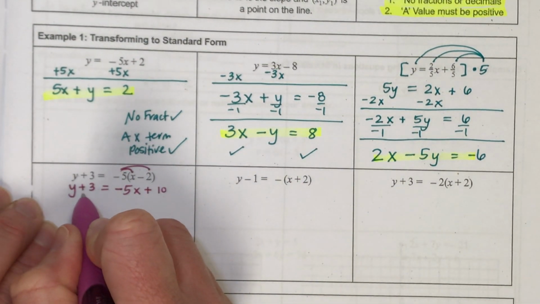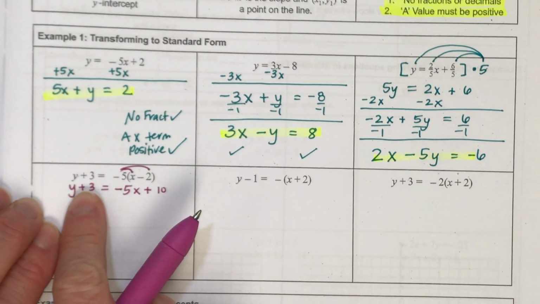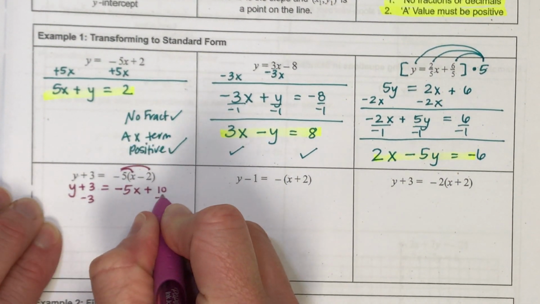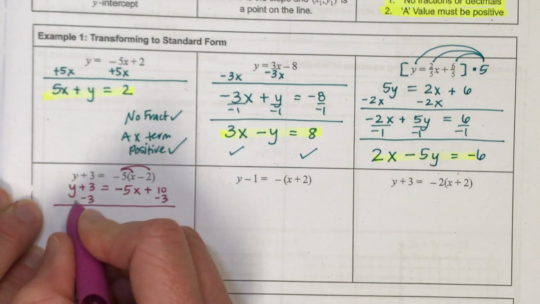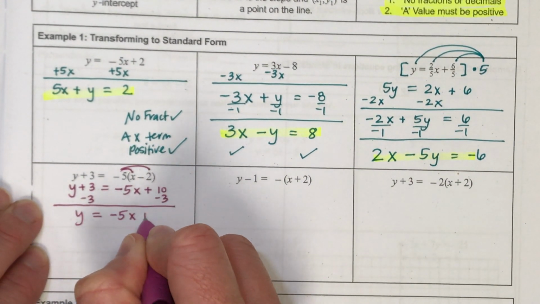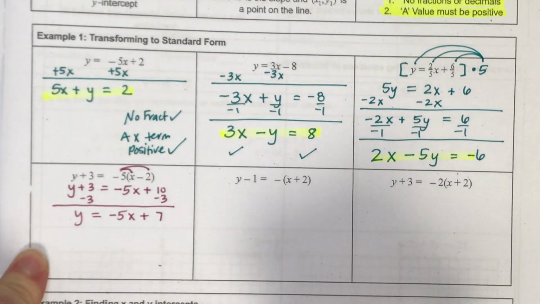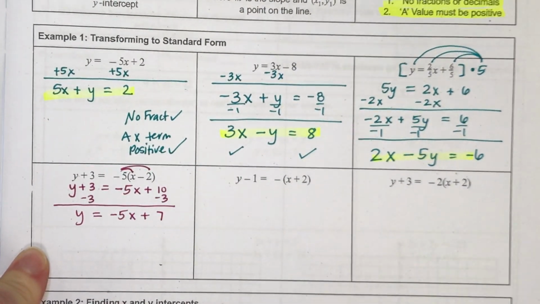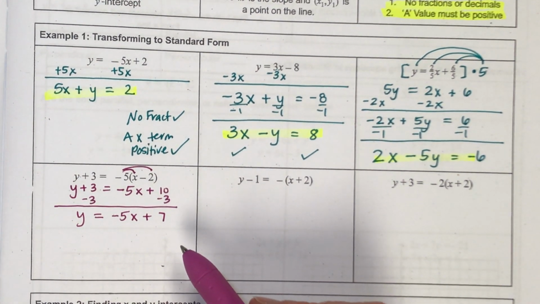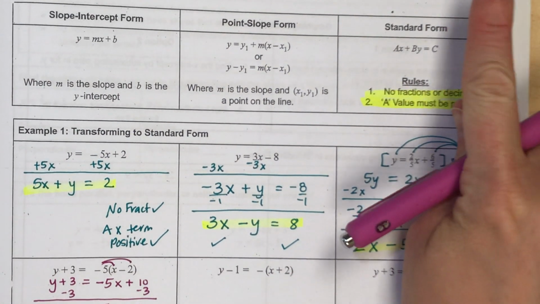Now I'm also going to solve for y because I don't want my constant over here. I want it on the right side. So I'm going to subtract 3 over next. Now I have y is equal to negative 5x plus 7. Now if we wanted slope-intercept form, this would be slope-intercept form, we would be done. But we don't want slope-intercept form, we actually want standard form.